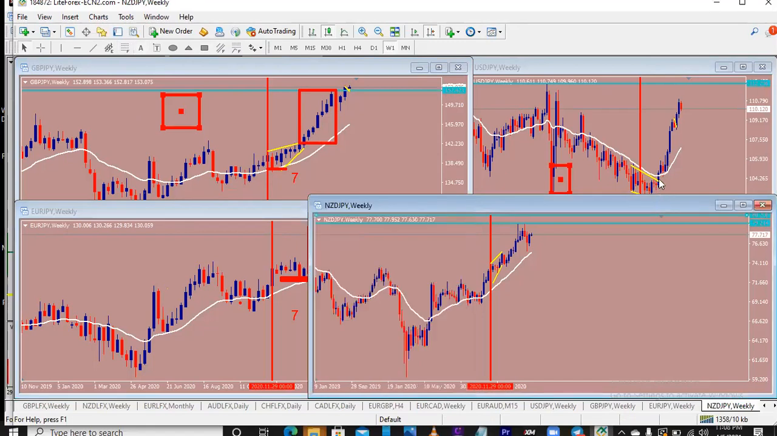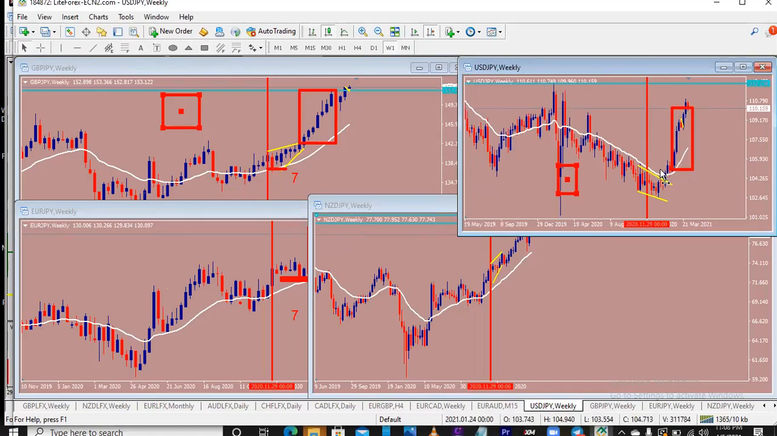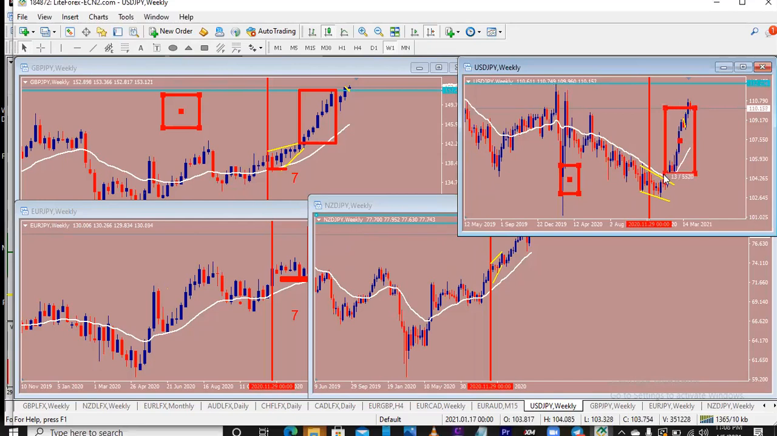Now the next thing is what? This particular level here, USD JPY. USD JPY formed what we call a wedge. And after the 7 bars, we have a breakout. Price breaks out back to this top. After the 7 bars, price breaks out back to this top. So after the 7 days, rather, it shoots up.